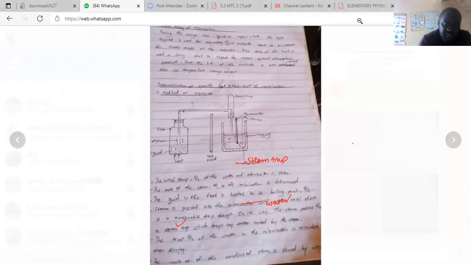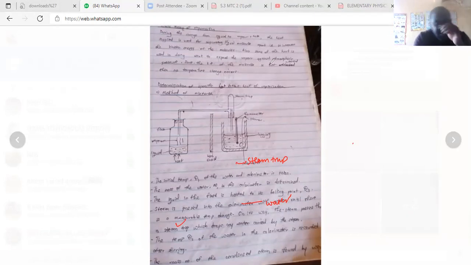Steam is passed through the calorimeter with water until there is a measurable temperature change. On its way, the steam passes through the steam trap, which traps any water carried by the steam. The temperature θ2 of the water in the calorimeter is recorded after stirring. The mass M of the condensed steam is found by weighing.